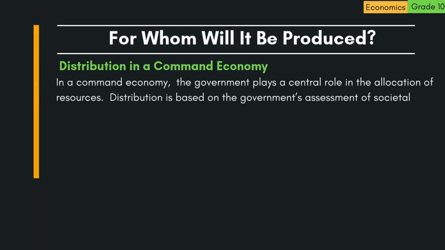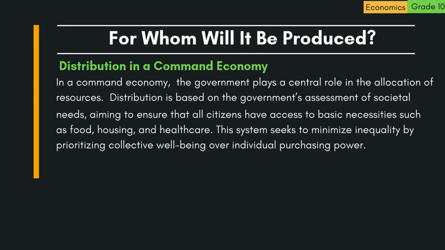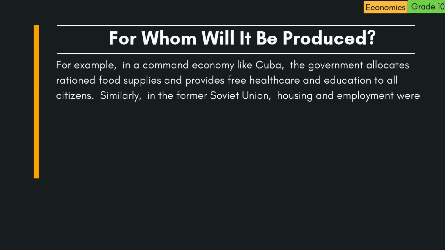B. Distribution in a command economy. In a command economy, the government plays a central role in the allocation of resources. Distribution is based on the government's assessment of societal needs, aiming to ensure that all citizens have access to basic necessities such as food, housing, and healthcare. This system seeks to minimize inequality by prioritizing collective well-being over individual purchasing power. For example, in a command economy like Cuba, the government allocates rationed food supplies and provides free healthcare and education to all citizens.